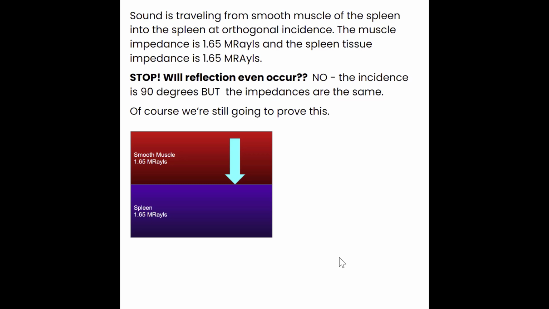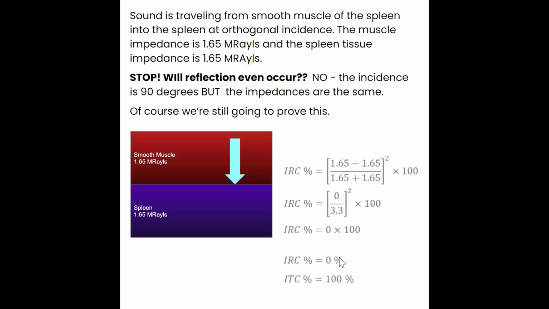And remember, one of our rules was we had to have different impedances for reflection to occur with a 90-degree incidence. But we're still going to prove it using our formula, so let's go ahead and plug in our numbers. We will plug in media 2's impedance in this first spot, media 1's impedance in the second spot, pull out our calculator, do all the math, we end up with something like this. 0 divided by 3.3 squared is 0. 0 times 100 is 0. So the IRC is 0%.